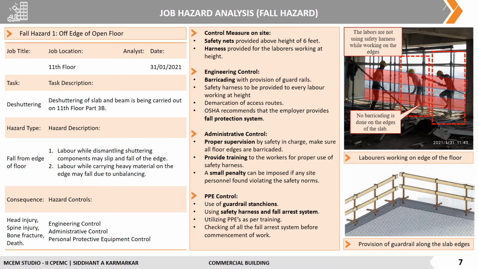The potential fall hazard observed on site is depicted in the picture here, which shows the laborers are not using safety harness and no barricading is done on the edges of the slab. The control measures are divided into engineering, administrative and PPE control, which include barricading with guardrails, proper supervision, proper training and using edge protection system.